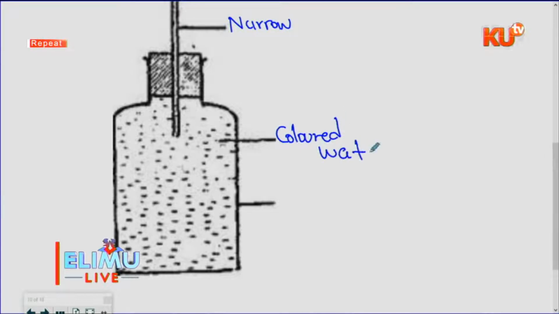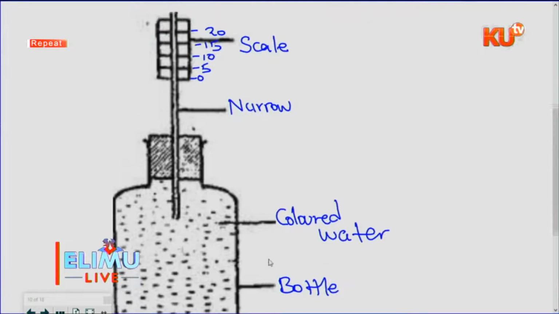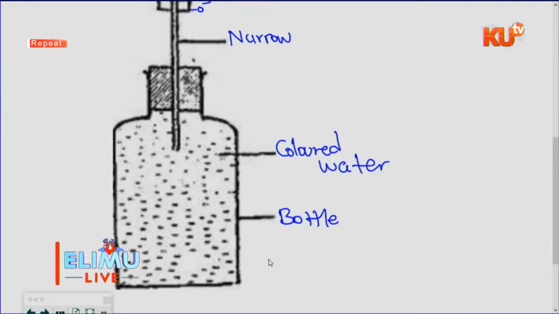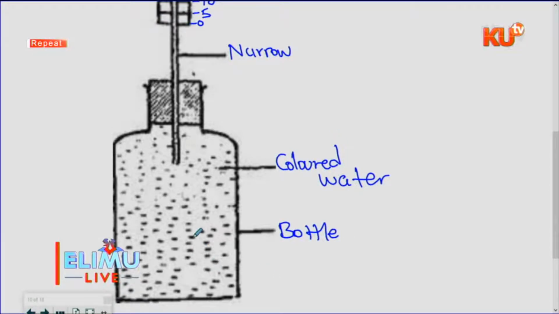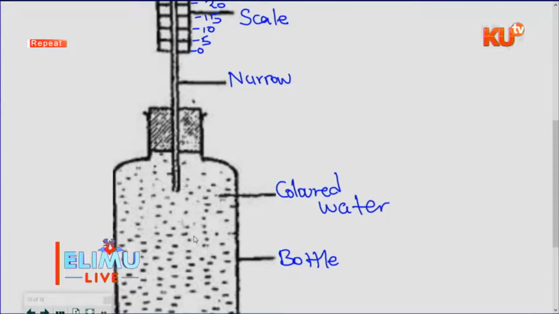Colored water is used for visibility. So this is the bottle that we are going to use. The bottle should also be able to record the slightest changes in temperature. Now this works on the principle that matter expands when heated. So when the temperatures are high, the colored water in the bottle gets heated. As it gets heated, it expands, because matter expands when heated. As it expands, it moves upwards.